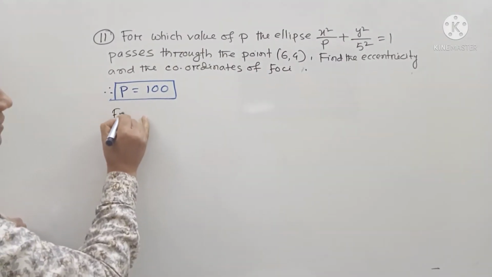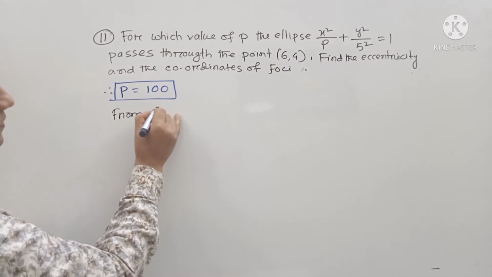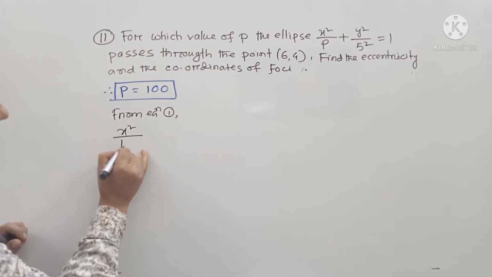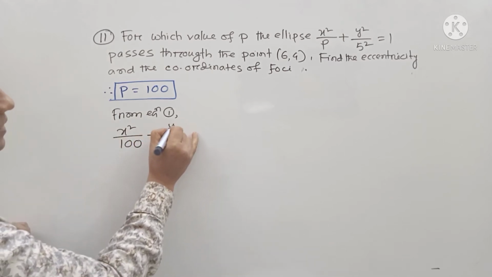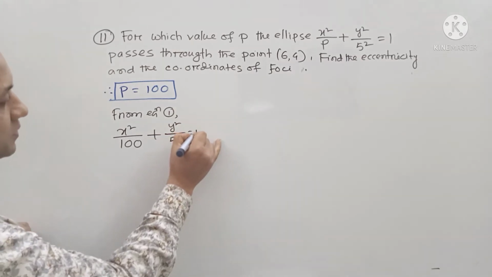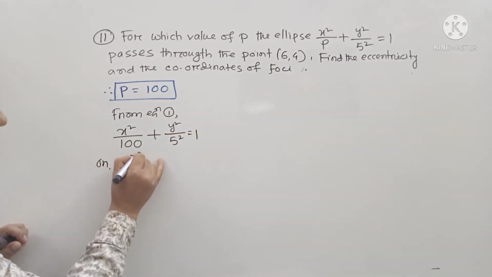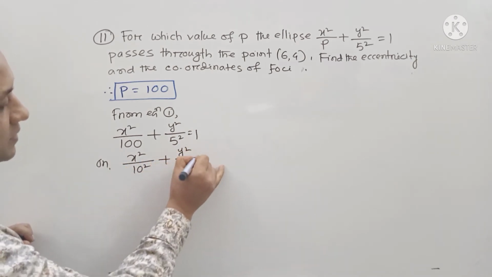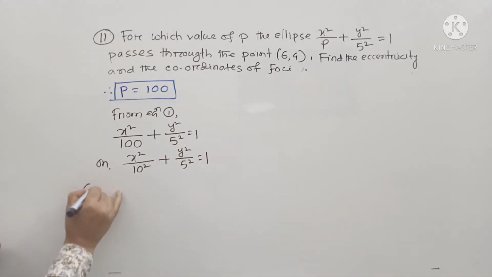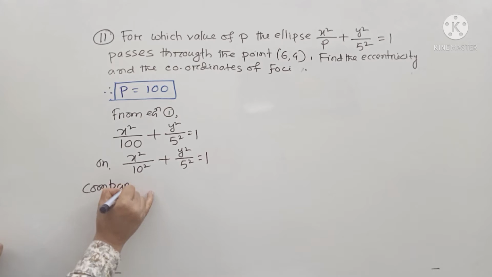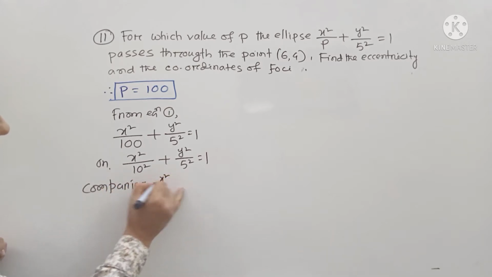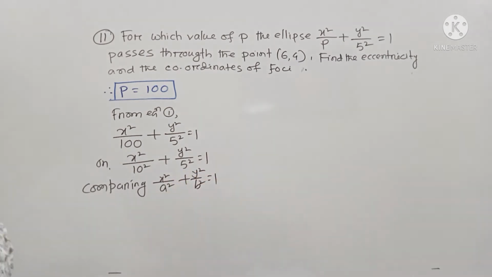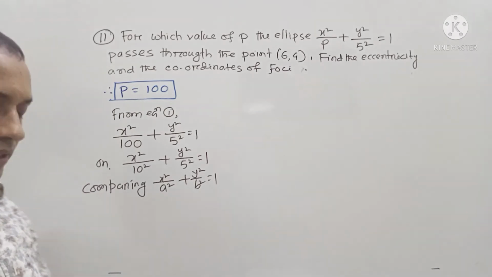Putting the value of p in equation 1, from equation 1 we have x square by 100 and y square by 5 square equals to 1. Then we can write x square by 10 square plus y square by 5 square equals to 1. Now comparing with x square by a square plus y square by b square equals to 1, it is the standard equation of an ellipse.